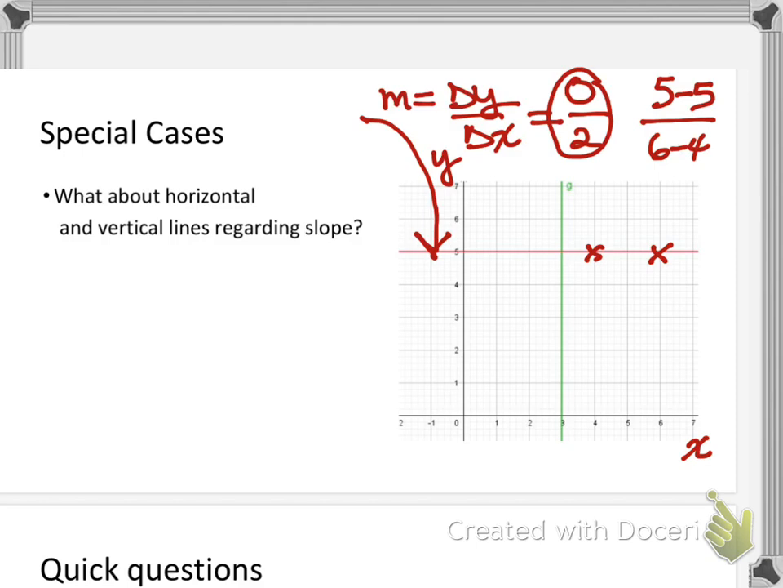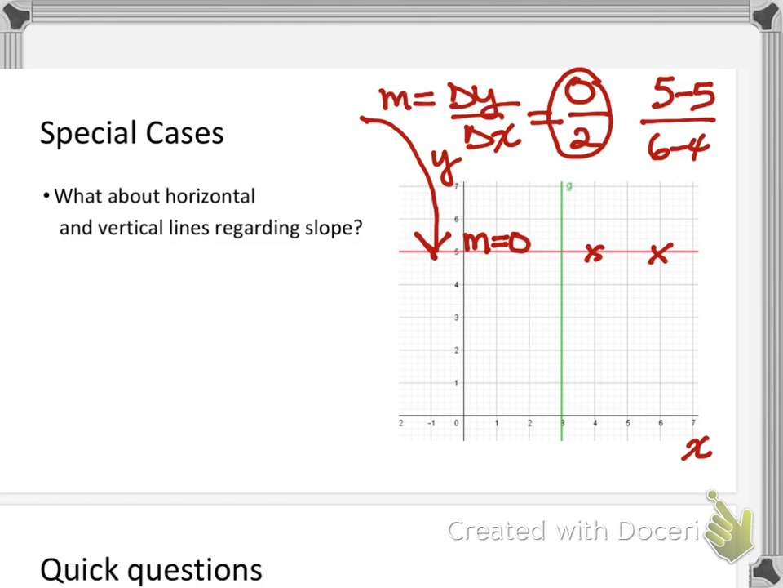0 over anything is 0. Okay, so that 0 over 2 is 0. So the slope of the horizontal line is 0. Let's change to green, and we'll talk about the vertical line.